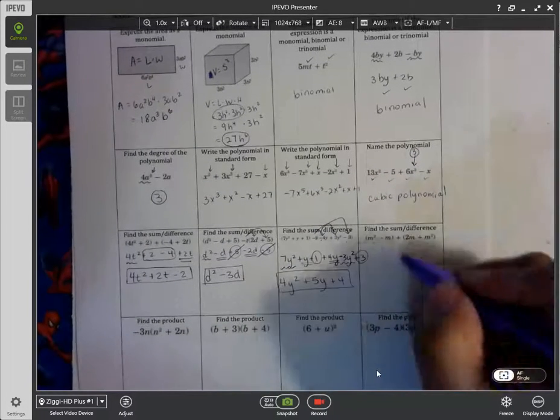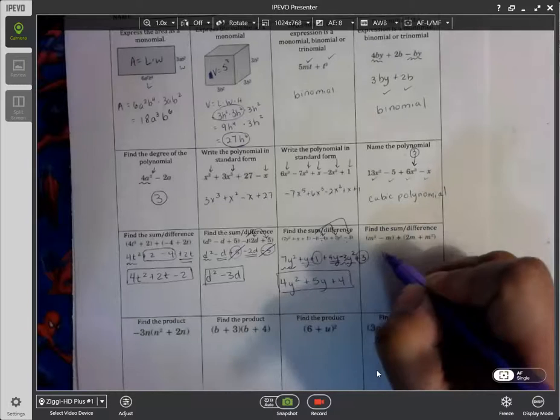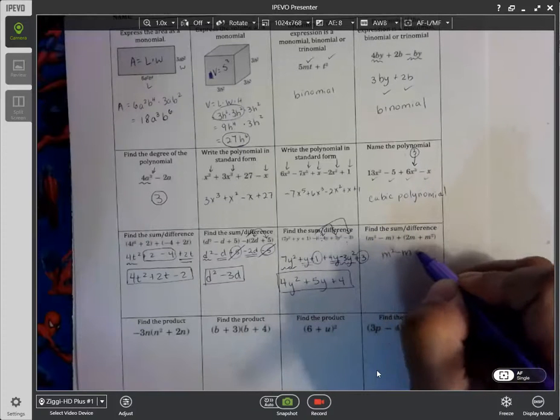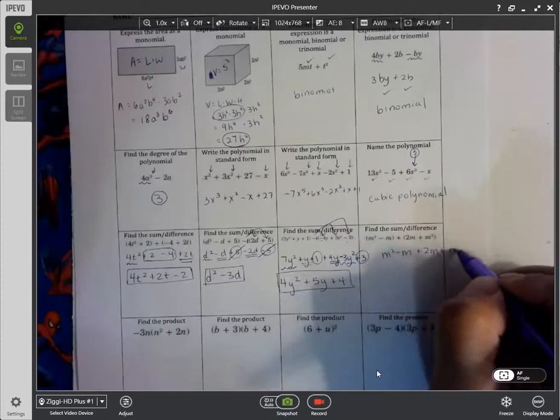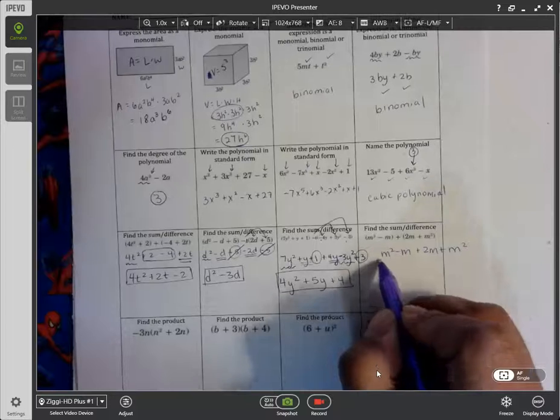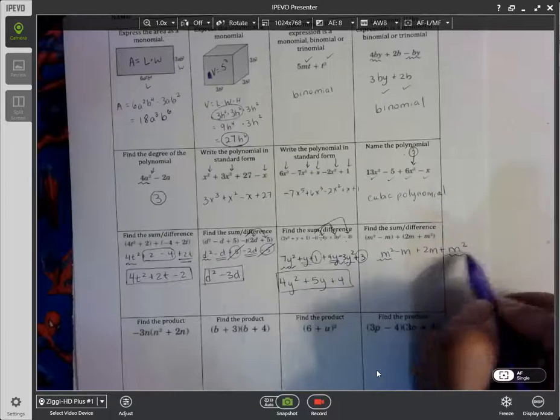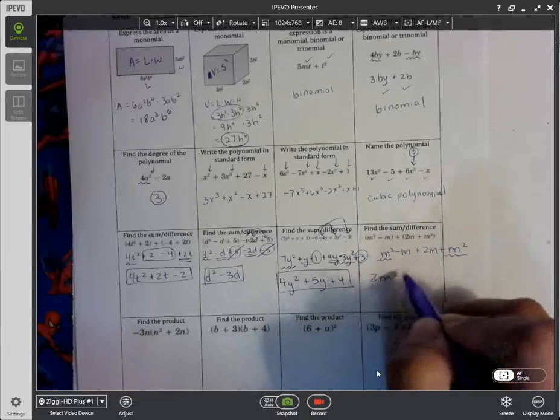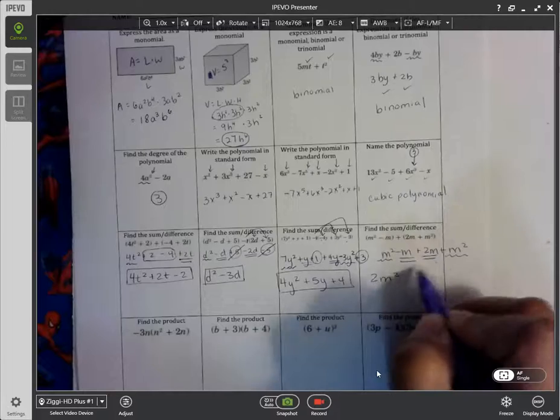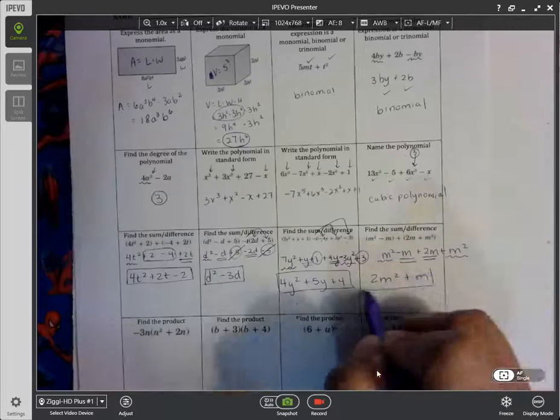Finding the sum. This is a sum, so my parentheses are just going to go away. And then I'm going to look for like terms. M squared plus m squared is 2m squared. Minus m plus 2m is plus m.